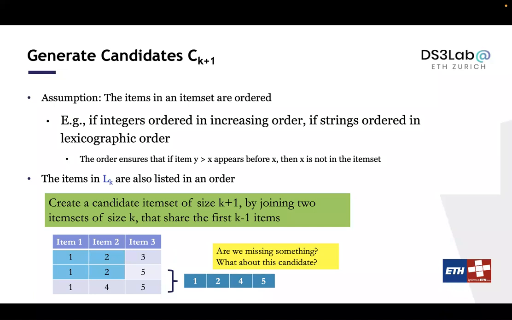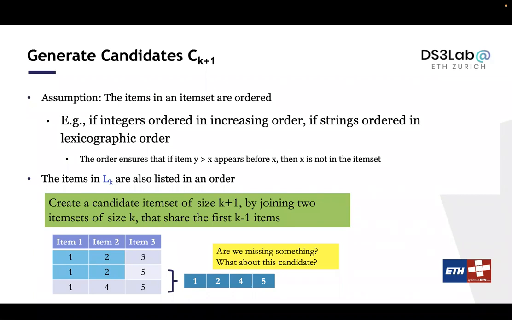So what about this one? If I take two tuples that don't share the first two attributes, here one is 1, 2, 4, 5, another is 1, 4, 5. In this case it's not a valid candidate, because you know this item set cannot be frequent. It's easy to see because 1, 2, 4 is not in L_k, so 1, 2, 4 is not frequent. The reason is that if you had 1, 2, 4 in this database, you could generate this tuple, because you would have the pair 1, 2, 5 and 1, 2, 4 sharing the first two attributes.